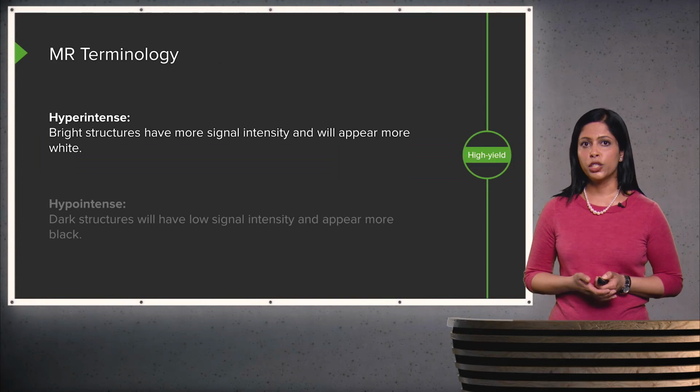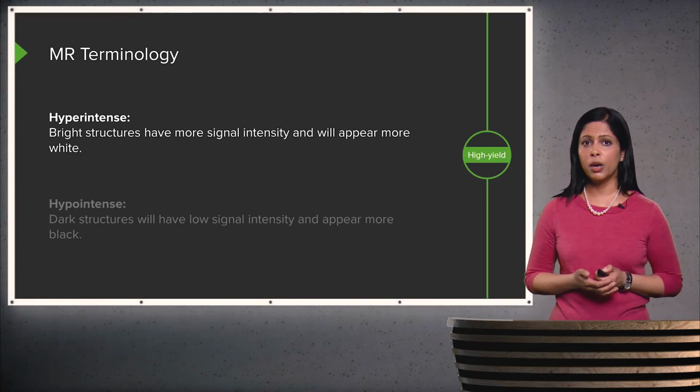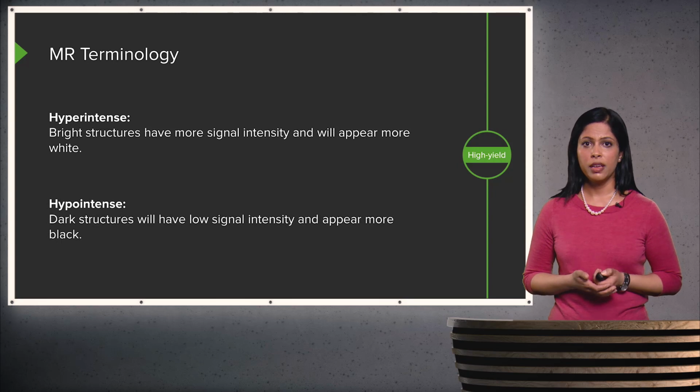So let's review MRI terminology. Again, every imaging modality has its own terminology, and in MRI, structures are referred to as hyperintense or hypointense, which is different than CT, in which the word density is used rather than intensity. So when a structure is hyperintense, it means that it's bright, and bright structures have more signal intensity and will appear more white. When a structure is hypointense, it means that it has low signal intensity and it's dark or will appear more black.